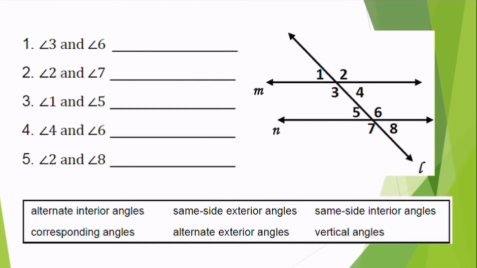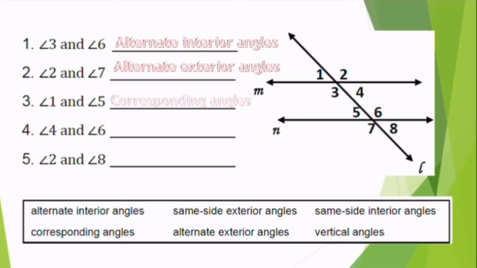Time's up. So now, let's answer the following items. For number 1, angle 3 and angle 6 are what? They are alternate interior angles. Next, for number 2, angle 2 and angle 7 are alternate exterior angles. Next, for number 3, angle 1 and angle 5 are blank.